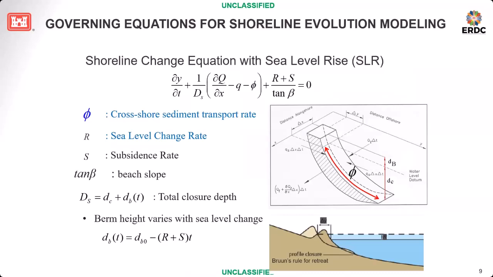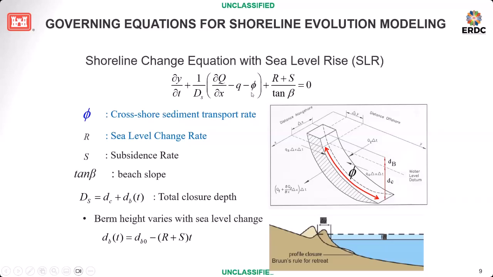And this is an equation. I would like to talk about this equation because it has almost everything about the numerical simulation of shoreline change. Y is the shoreline position, and D_S is the total closure depth. D_C is the depth of closure, from the point of no sediment exchange. We call that the depth of closure, and D_B is the berm height, and you can consider berm height change if you have sea level rise or some other change.